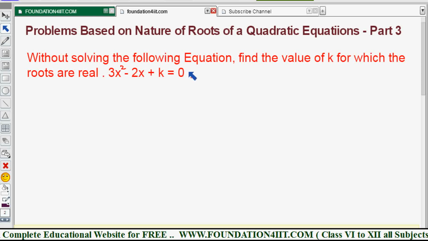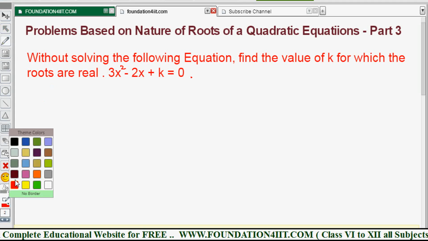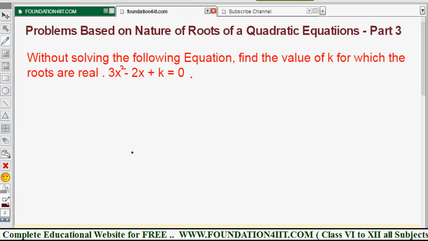Now let us see another type of question in this. Without solving the following equation, just find the value of k for which the roots are real. So they mentioned only the roots are real here. So there are three cases. Sometimes they mention roots are real and equal, that means discriminant is equal to 0. When they mention only roots are real, we'll take the discriminant is greater than or equal to 0. And if they mention only distinct real, we'll take the discriminant is only greater than 0. So three cases. Now this is the second case.